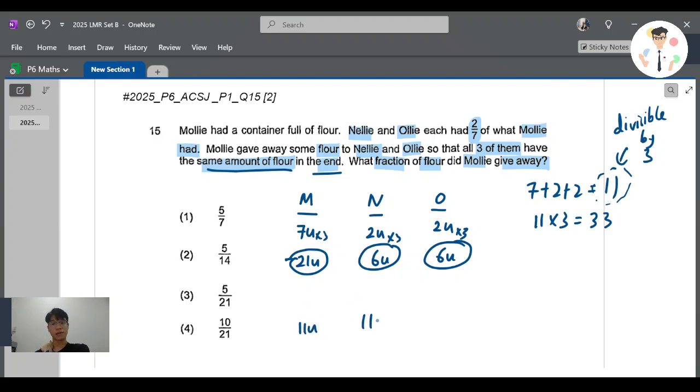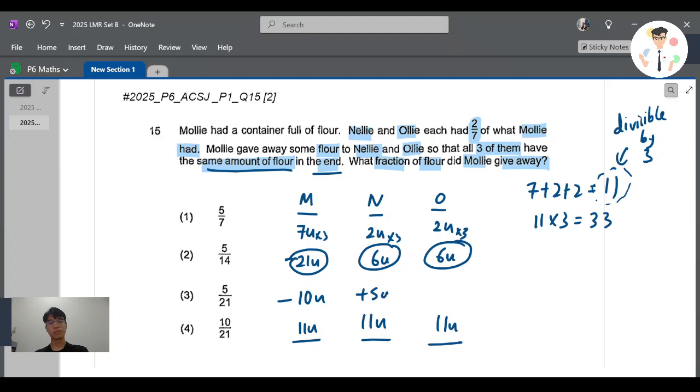11 units, 11 units, 11 units. Correct, because in order to be equal, the same amount, so 11, 11, 11. So 21, I need to give up how many to become 11? Very obviously, it's 10.